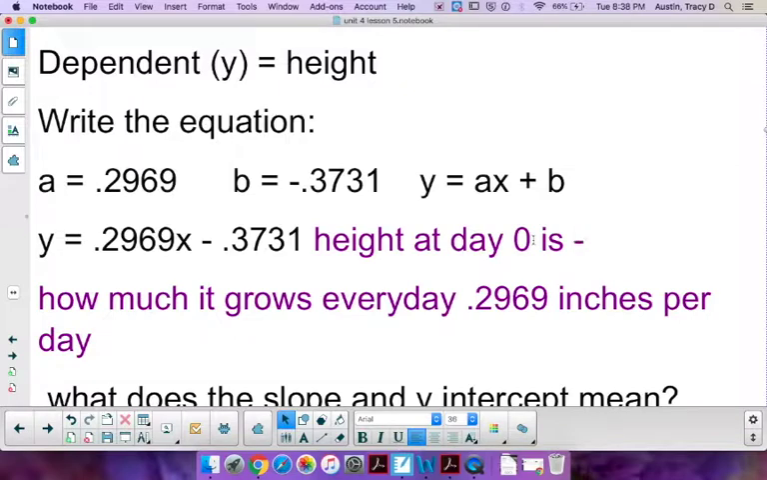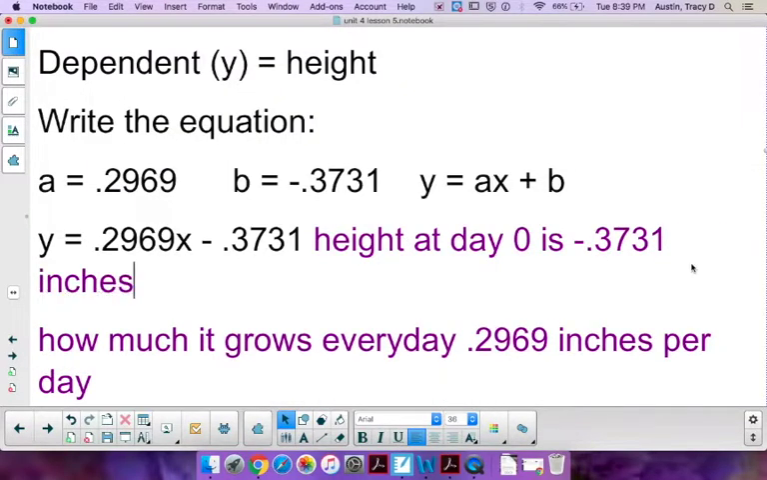Now, I know for those of you that are in ag, that doesn't make any sense because you can't be negative inches high. It's basically what ends up happening a lot of the time with y-intercepts in the real world, is that they don't mean much because it's not possible for it to happen. But I still want you to tell me what that means. That the height at day 0 is negative 0.3731 inches.